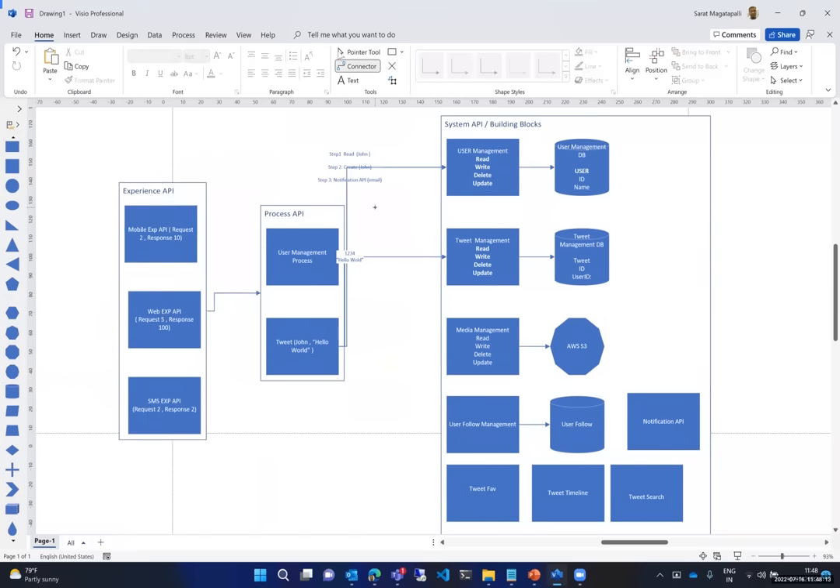Sometimes this layer mechanism, the three layers: experience layer, process layer, and system layer, is also called API-led connectivity. So this mechanism is called API-led connectivity, or there is also a design pattern, an architectural pattern, for that as well.